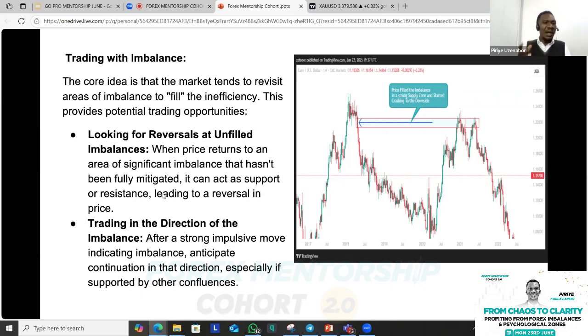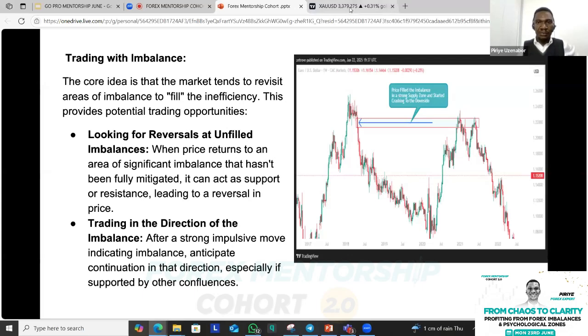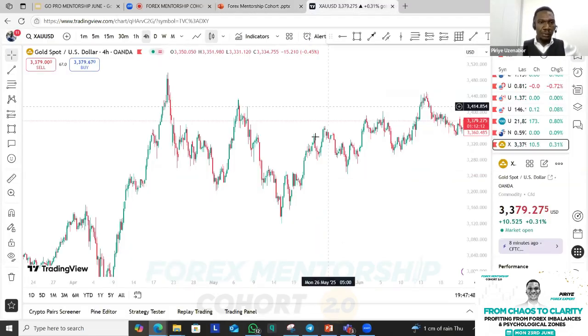Another way we can trade imbalance is to trade in the direction of the imbalance. After a strong impulsive move indicating imbalance, anticipate a continuation in that direction, especially if it is supported by other confluences. We are going to go into the charts just quickly, so I'm going to show you how to understand all of these things. Are we together? So now, that's for imbalance. Let's look at the charts, for example.